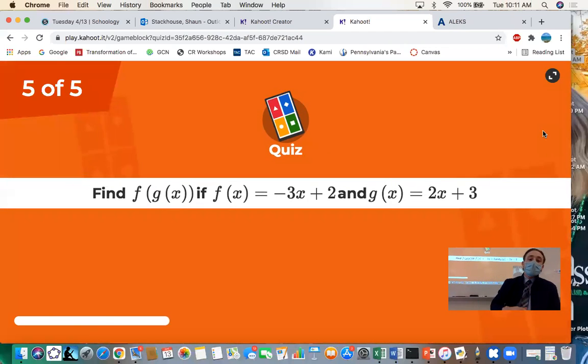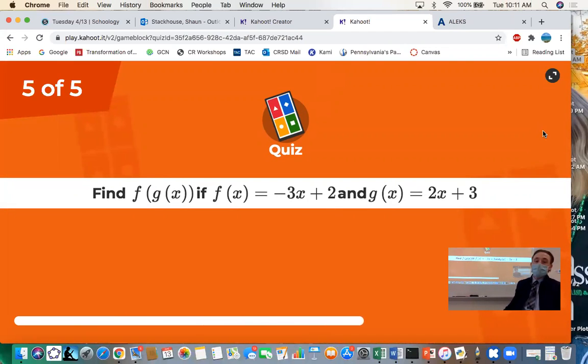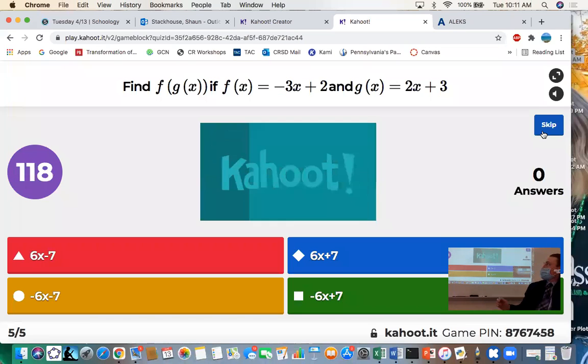Last question. You're doing a composition of functions, so f of g of x. So wherever you see an x in the f function, you're plugging in g of x.